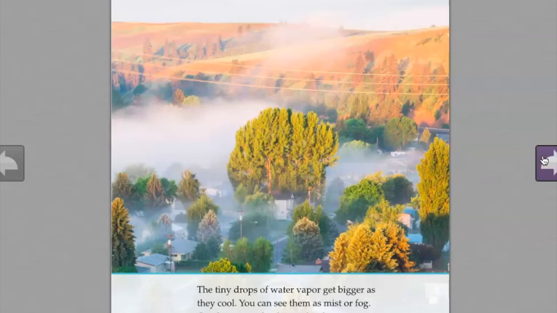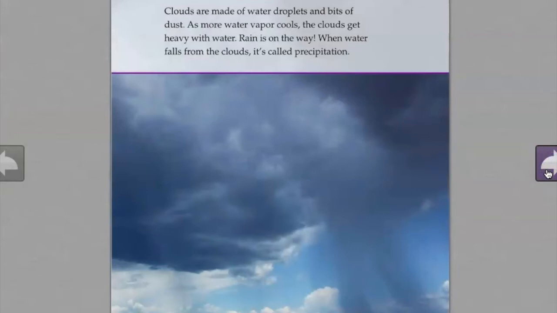The tiny drops of water vapor get bigger as they cool. You can see them as mist or fog. Condensation also forms clouds. Have you ever seen mist or fog in real life? When? Clouds are made of water droplets and bits of dust. As more water vapor cools, the clouds get heavy with water. Rain is on the way.